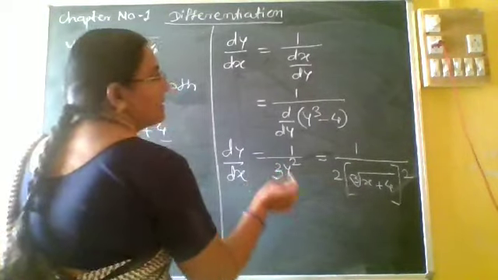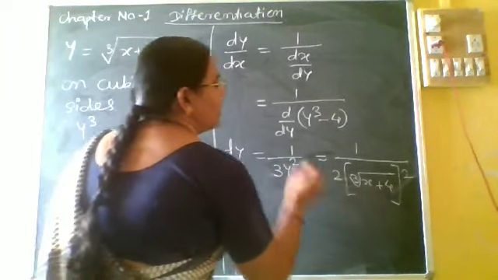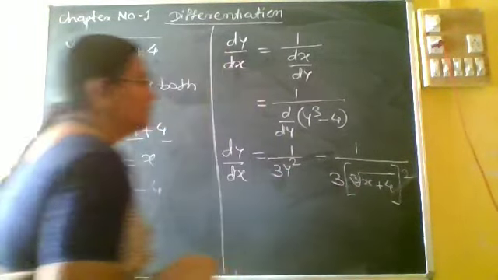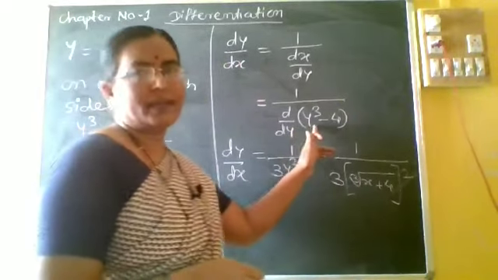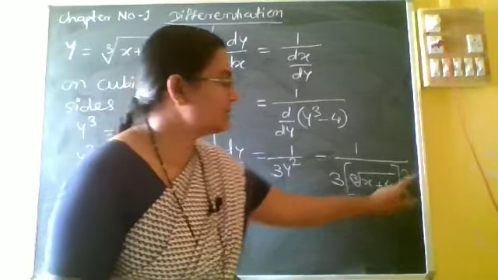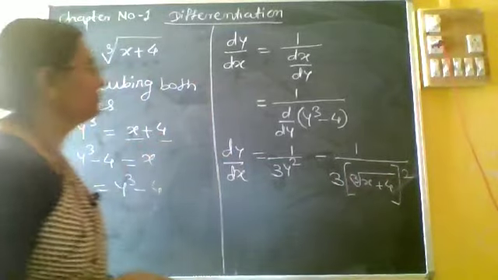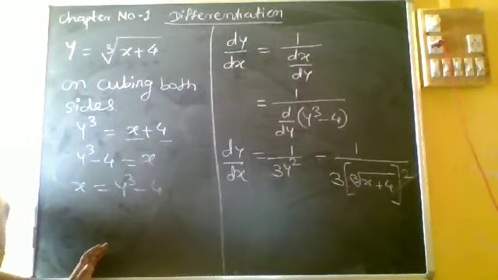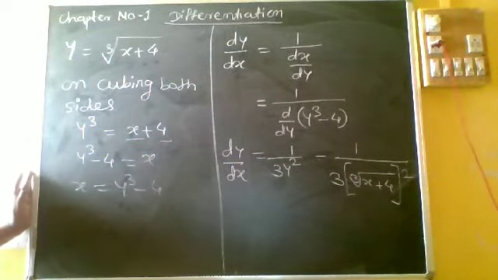The derivative of y cube is 3y square. Go through this example now.